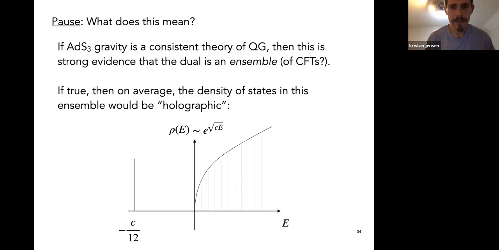I'm being parametric here. The Maloney-Witten density of states is much, much more complicated. But if you look at large central charge energies, which are order one values above the BTZ threshold, the density of states is well approximated by the classical BTZ density of states, which goes like e to the square root of c E. That's all I'm writing here.